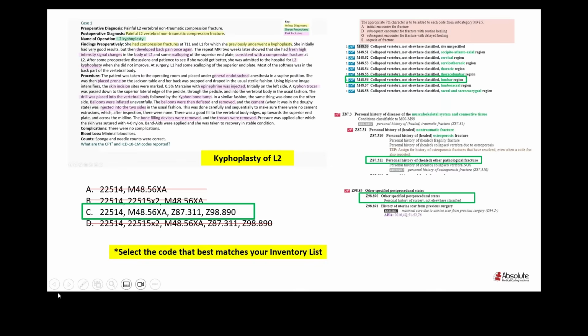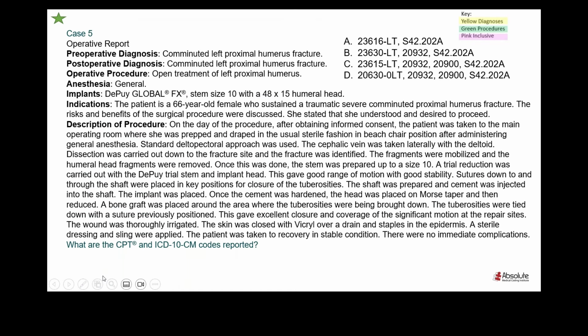I love those images. They help me really well to understand the procedure. So scenario number 5. Miss If, please read scenario number 5 as well. Thank you.